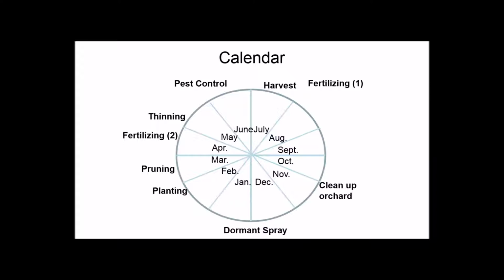Some of them are more timely than others, but still they're all important as we look at operations from a dormant spray, where we're putting spray on to control insects and diseases that cannot be controlled at other times of the year. Planting new trees, pruning, thinning the crop to get it down to an adjustable or a desirable size, harvest, controlling pests, and all the way up to after harvest, cleaning up the planting so that you can lessen carryover of insect and disease problems in future years.